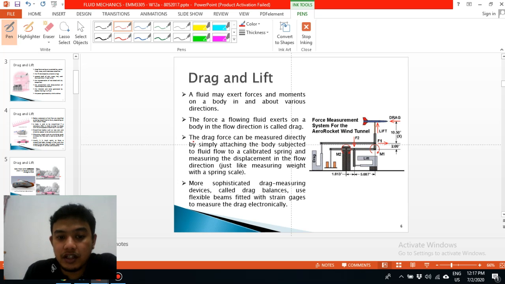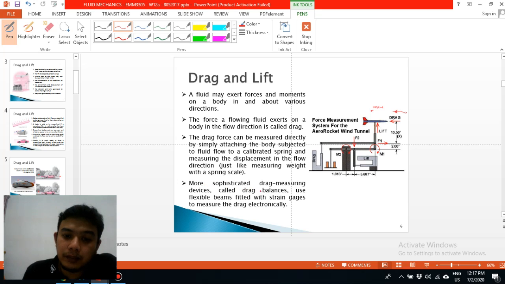The drag force can be measured directly by simply attaching the body subjected to the fluid flow to a calibrated spring and measuring the displacement in the flow direction, just like measuring the weight of a spring. So when we put the rocket on this equipment and blow a flow here, the rocket will be moved. The movement will give some force due to the spring effects of the distance.